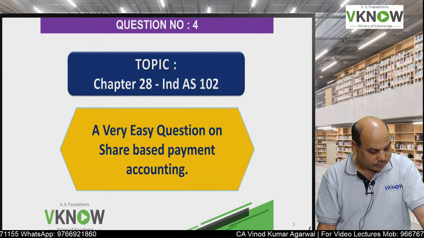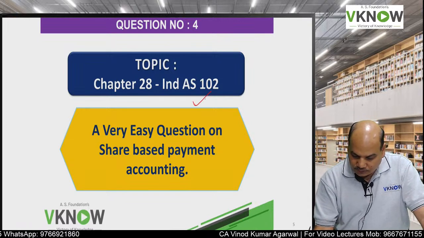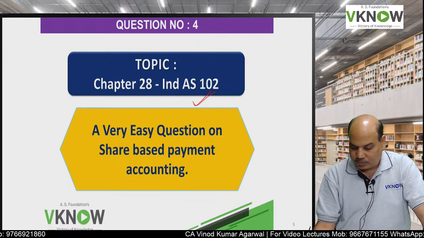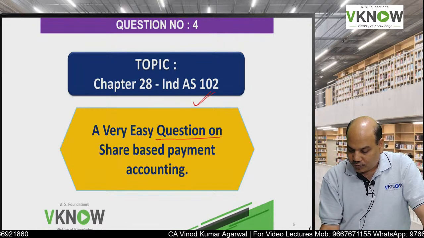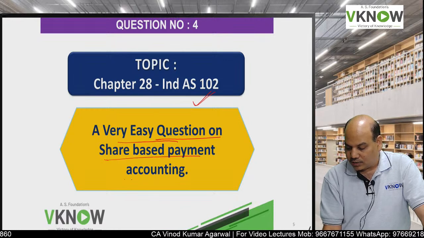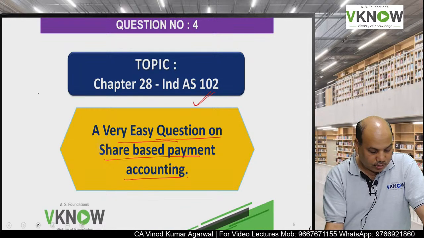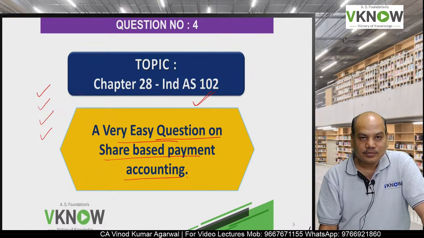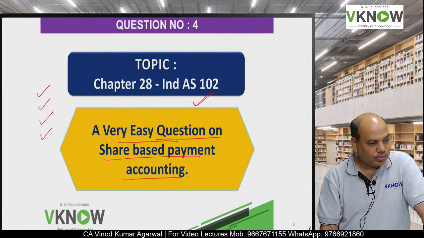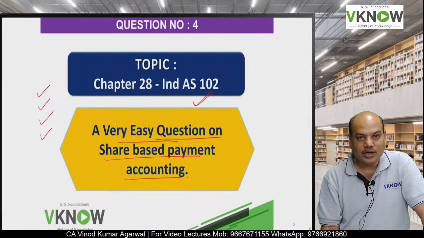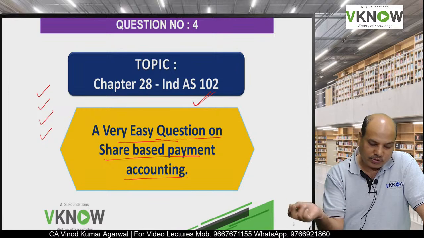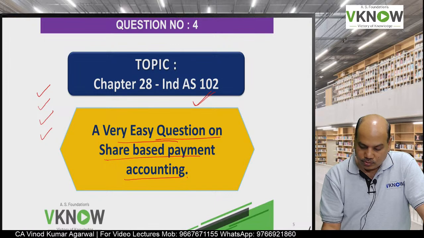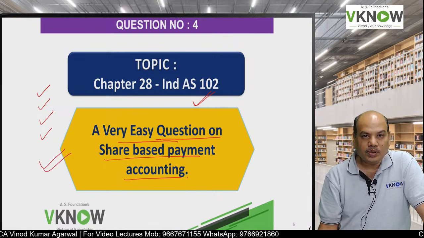Then question number 4 is on Ind AS 102, employee share based payment. Very easy question on share based payment accounting. On different reporting date, you have to calculate how much expense will be recognized. So you know the formula, you will compute the cumulative expense to be recognized minus expense already recognized in the previous years. Using that logic, you will be able to solve.